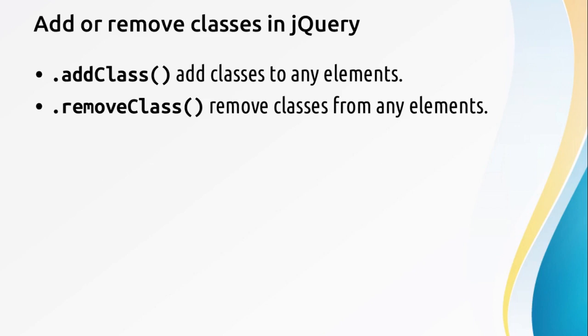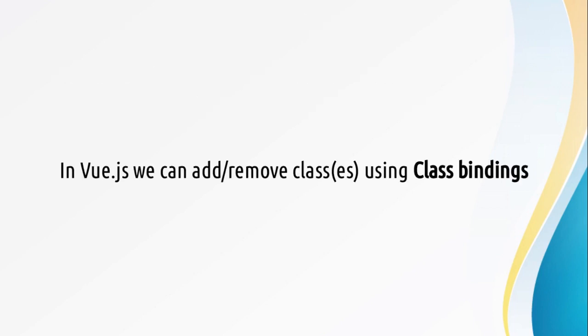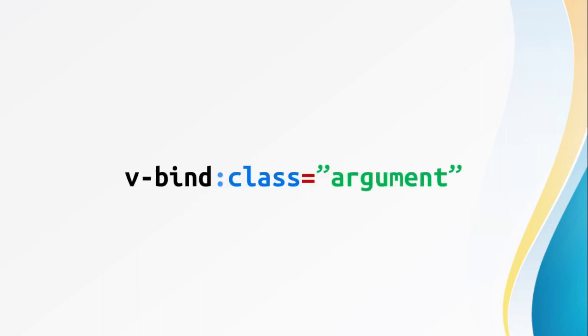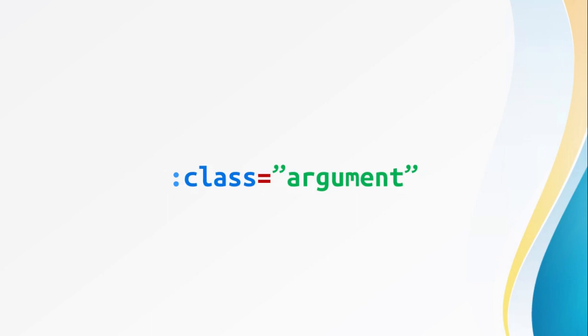So, in Vue.js, we can make use of a technique called class binding. Class binding is a mechanism for dynamically applying one or several classes to a particular element. We can use the v-bind:class directive followed by argument, or we can simply write :class equal argument. The argument itself can be an object, array, or string.